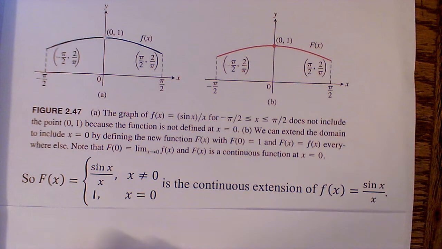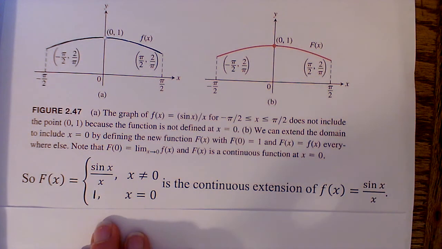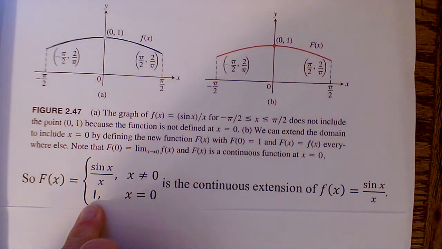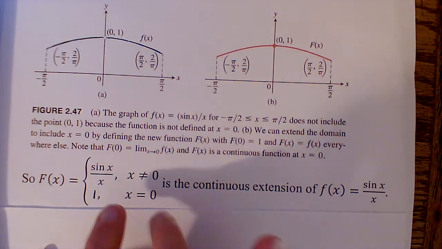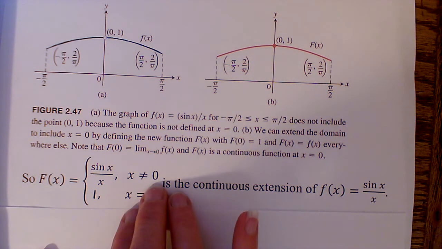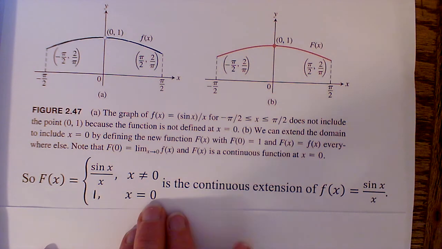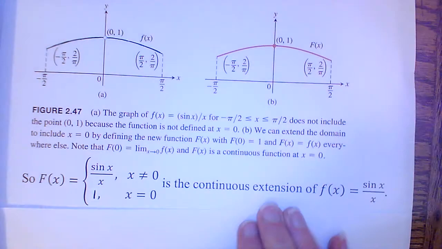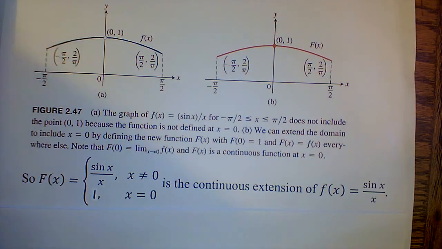So here our new function is a piecewise function. Please note the mistake in your notes. You're going to need to turn that into a 1. Sorry for the typo. And so F of x equals sine of x over x, where x does not equal 0, otherwise it equals 1, where x equals 0. And this is a continuous extension of f of x equals sine x over x.